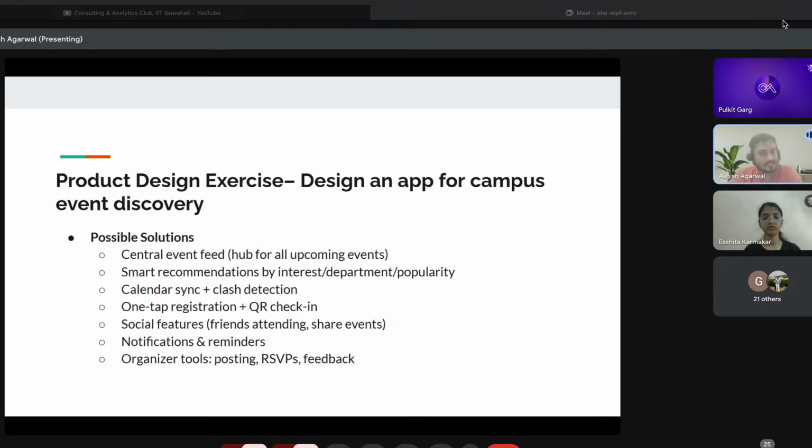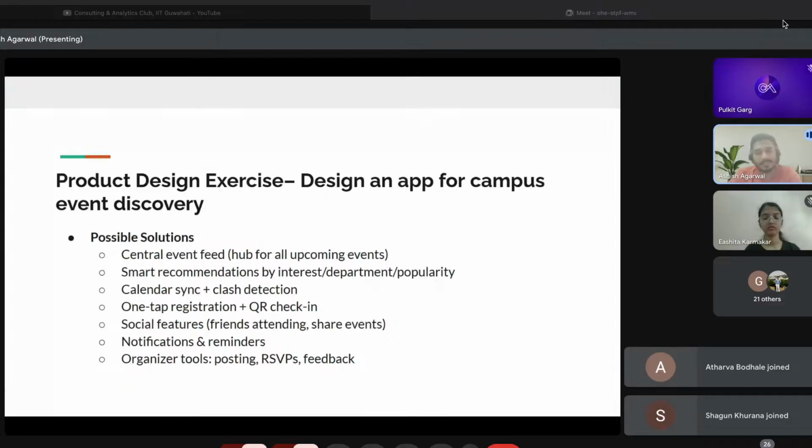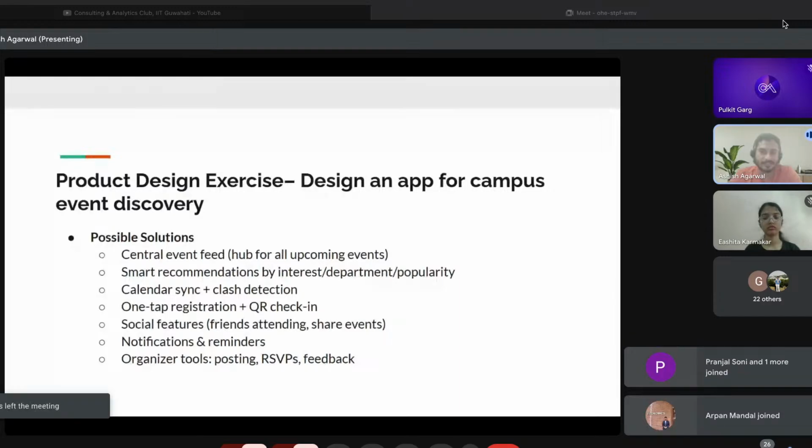For registration, we can use a one tap registration system, a QR check-in, and there can be other things as well. For event promotion, there can be social features, such as how many friends of yours are attending, and you can share these events. The next thing is notifications and reminders. And the last one is that organizers can have multiple tools like posting RSVPs and feedback.